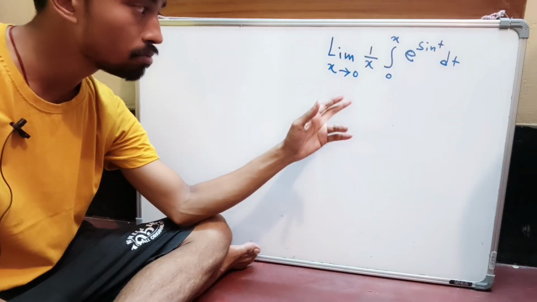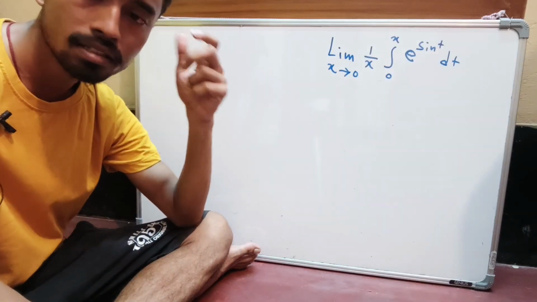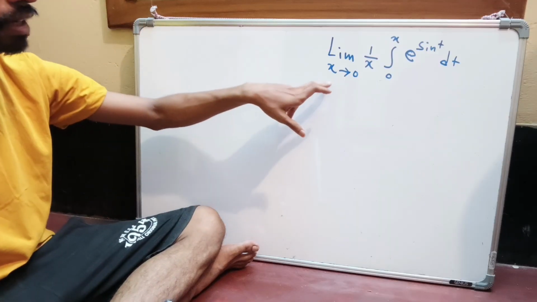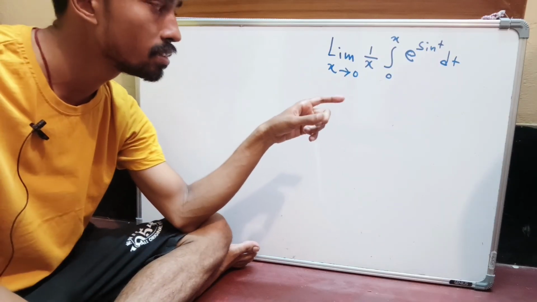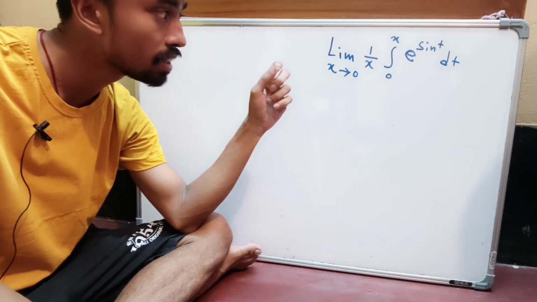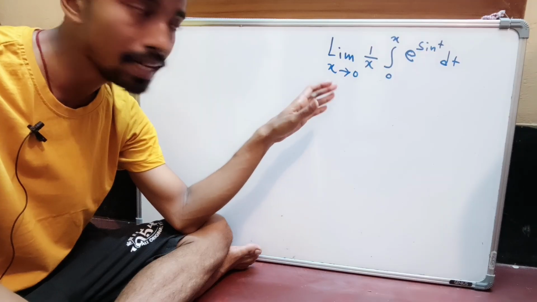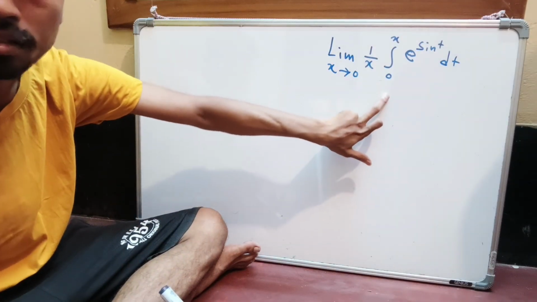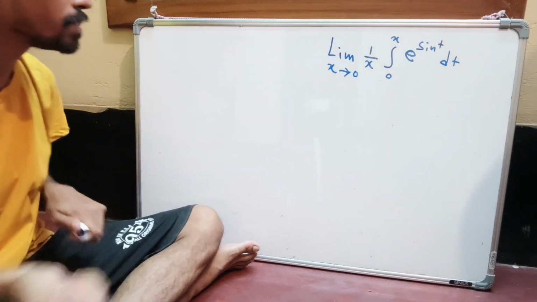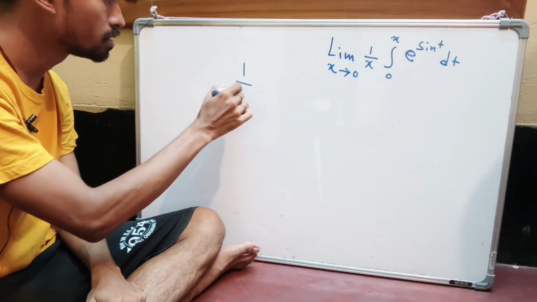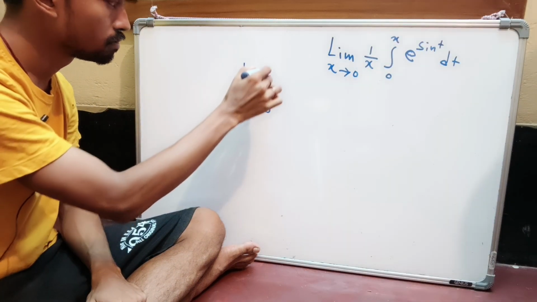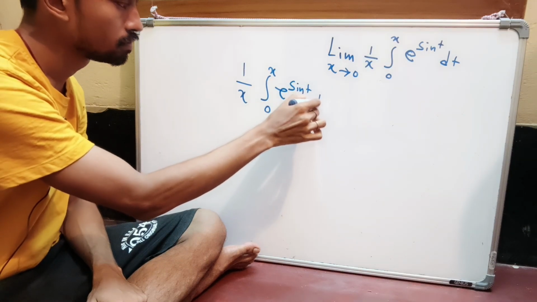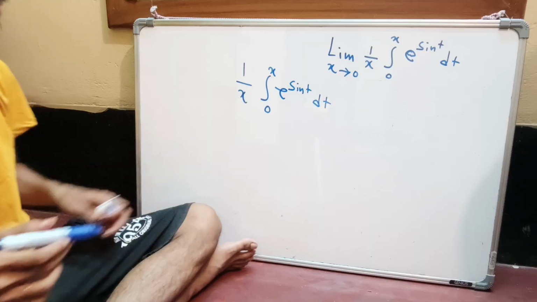So we have this problem, I think from calculus. We have to find the limit as x tends to 0 of 1 by x times the integral from 0 to x of e to the power sine t dt. So that is the limit we have to find. At first, write this function for which we have to find the limit. So the function is this. All right, so that is the function.